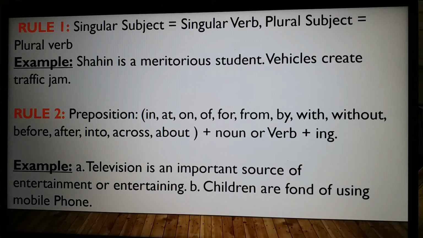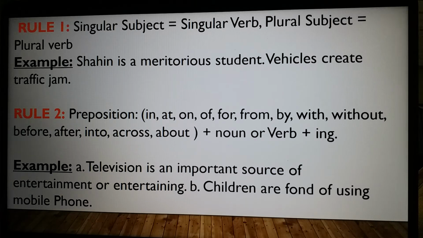Rule 2, preposition. You see I have given here in bracket some prepositions. Although there are many more prepositions in English: in, at, on, of, for, from, by, with, without, before, after, into, across, about, plus noun or verb plus ing. That means after preposition, verb will always be ing, but sometimes if we need not use a verb, then we need to make the verb a noun. That means after preposition, we need to use noun or verb plus ing.